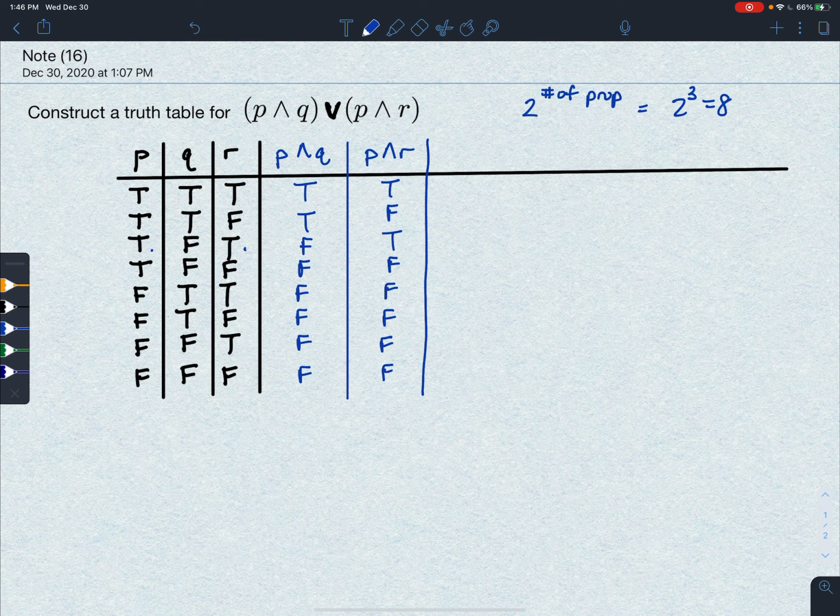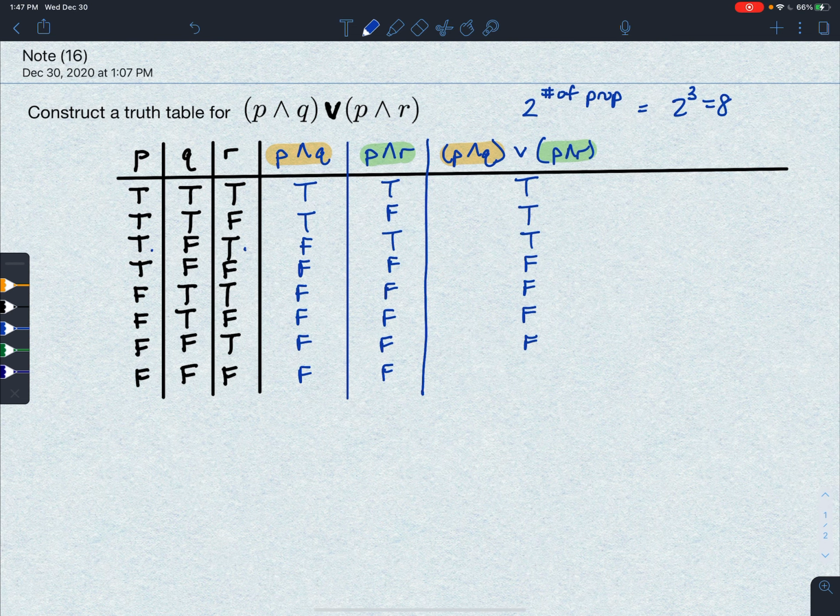And now we are actually ready to look at the entire compound statement. This column has P and Q, and this column has P and R. So we're basically just joining those last 2 columns with an OR symbol. And remember how OR works. If one side of an OR is true, the entire statement is true. So true or true is true, true or false is true, false or true is true, and the rest of the way down, it's all falses.